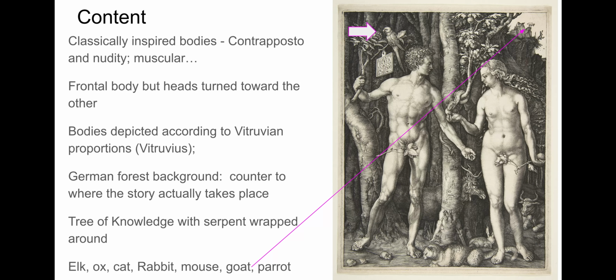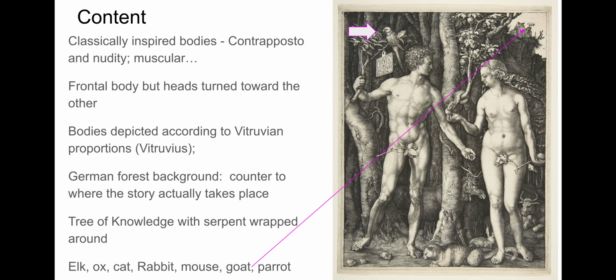I listed out the animals there. I pointed to the goat who's up in the upper right hand corner, and again, an example of animals found in this German forest, and some of the other animals representing, again, those four humors. And then I'm also pointing to the parrot in the upper left-hand corner. The parrot is actually on a branch that is holding up a sign with Dürer's signature and the date of the art piece. So that's kind of in a nutshell what you're looking at.